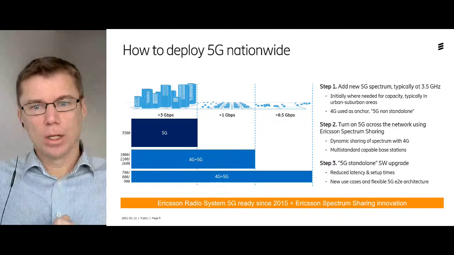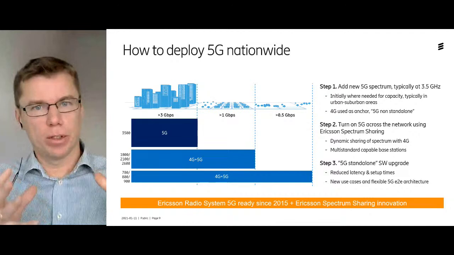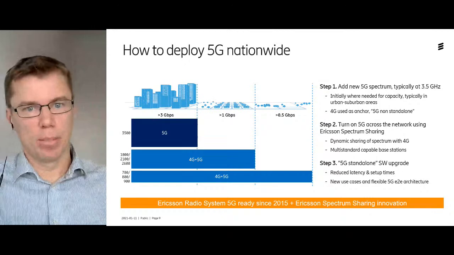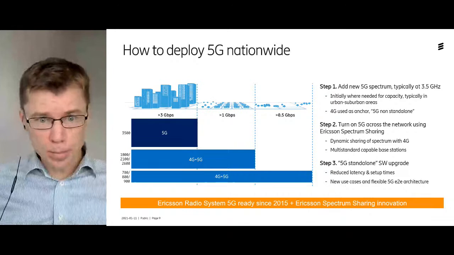So what you typically would do is that you build out the 5G, 3.5 gigahertz, where it's really needed for capacity and where you want to have those very high data rates, typically then in urban areas, maybe suburban areas, and other places, maybe important roads and so on, where you really want to have good performance. That would be a 5G only band.